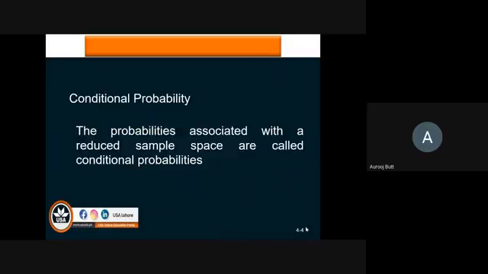So what was conditional probability? The probabilities associated with the reduced sample space are called conditional probability. आपके पास क्या केस है? जब भी कोई reduced sample space आ जाती है, and वो reduced sample space किस केस में आती है? When some sort of additional information is added. If you have that additional information and just because of it your sample space reduces and you need to compute the probability related to that reduced sample space, it is defined as a conditional probability.